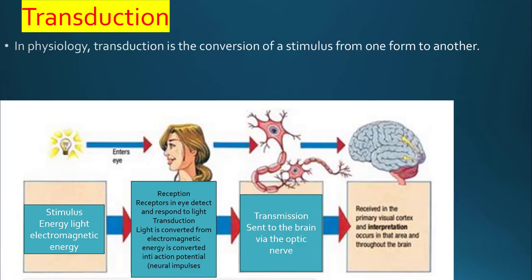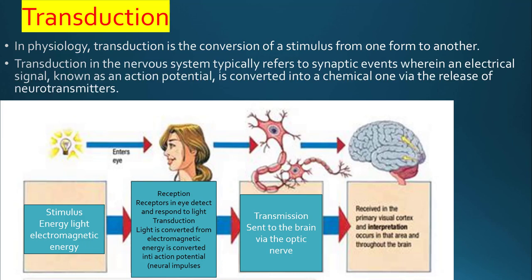Transduction. In physiology, transduction is the conversion of stimulus from one form to another. Transduction in the nervous system typically refers to a synaptic event wherein an electrical signal known as action potential is converted into a chemical one via the release of neurotransmitter.